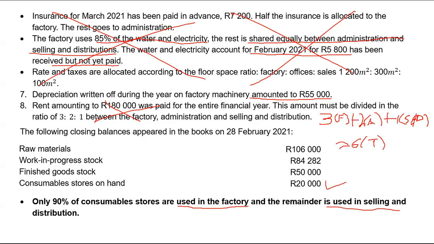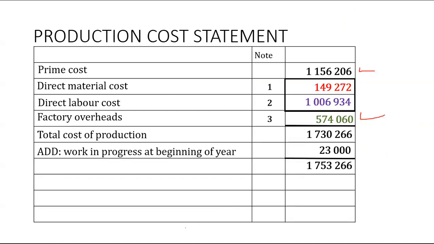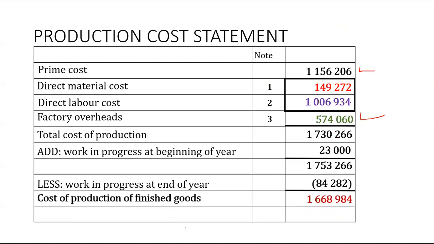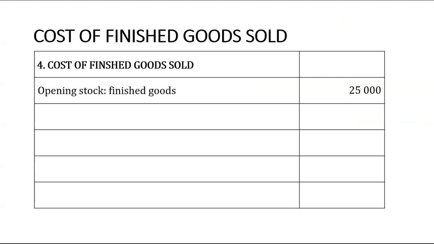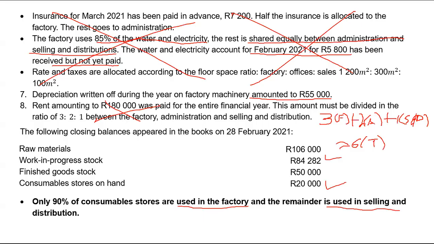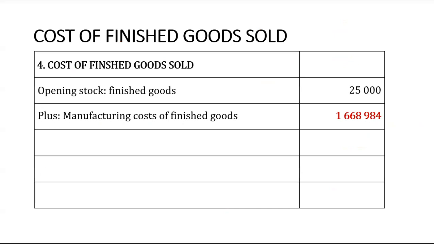The only thing that I haven't dealt with is work in progress, stock at the end of the year. That one, when I go to my production cost statement, I will subtract it. And when I subtract it, I'll end up having my cost of production of finished goods. That cost of production of finished goods, I have to add it to cost of finished goods and then subtract finished goods that were not sold at the end of the year, which is this amount here, which is this 50,000 right here. You will subtract that to get the cost of finished goods or cost of sales, cost of finished goods sold.